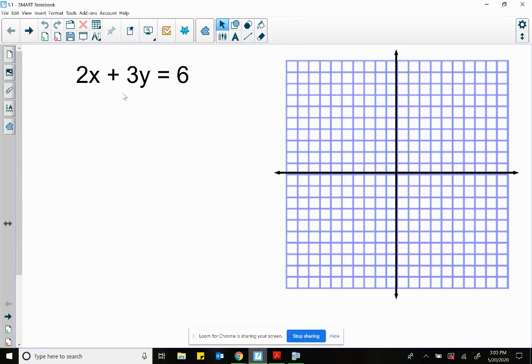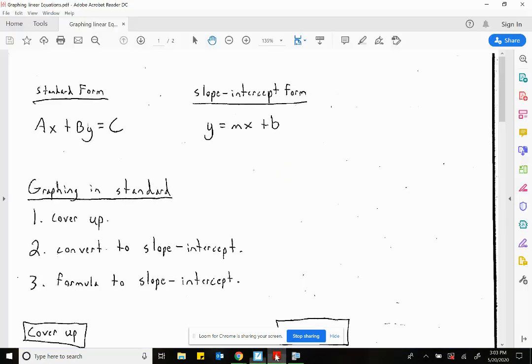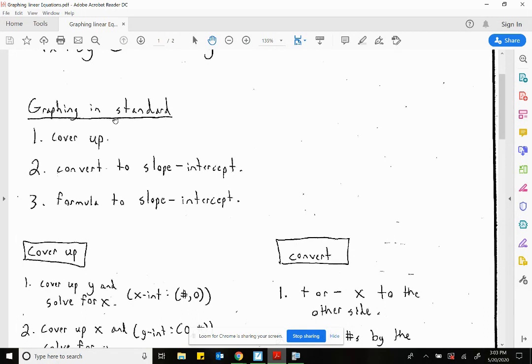So first thing is, what form are we in? Hopefully when you look at this, you're like, oh, x and y are on the same side. What did Mr. Armstrong say? Oh, yeah, that is standard form. Well, then we can come over here and we can look. And right here, here's how we can deal with graphing in standard form. We can do what we call the cover-up.